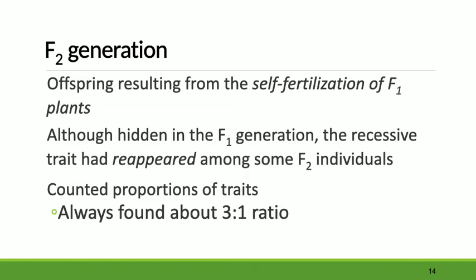And although it was hidden in the first filial generation, the trait of whiteness reappeared in the F2 individuals. And when he counted how many there were, which there were thousands of plants that he planted, it was about a 3-to-1 ratio of purple to white flowered pea plants in this F2 generation. And you need to remember this ratio of the F2 generation of a monohybrid cross is 3-to-1.